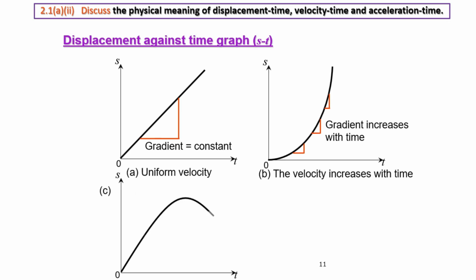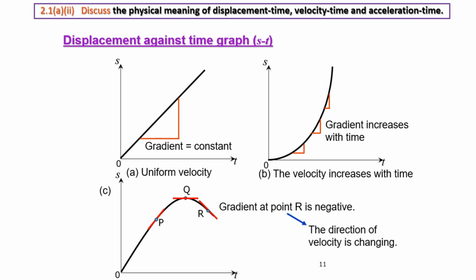For the third graph, you can see point P, point Q, and point R. The point P is the same as the A graph, while for point R, the graph is a non-horizontal straight line with negative gradient. The negative value of the gradient indicates that the object moves in the opposite direction. Therefore, this graph represents a motion with uniform velocity in the opposite direction.